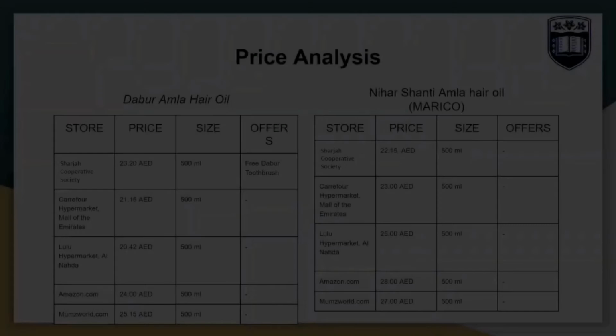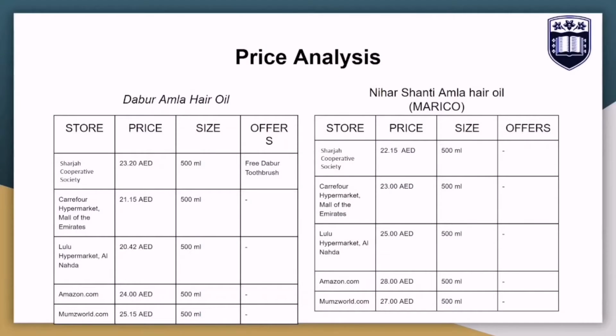So I'm going to be talking about the price analysis of DABUR Amla hair oil and its competitor Nihar Shanti Amla hair oil. In the first table, we can see Sharjah Cooperative Society sells DABUR Amla hair oil for 23.20 dirhams, and DABUR also offers a free toothbrush with it. Whereas Kafo Hypermarket Mall of the Emirates is selling it for 21.15 dirhams for the same size, and Lulu Hypermarket Al Nahda is selling it for 20.42 dirhams.